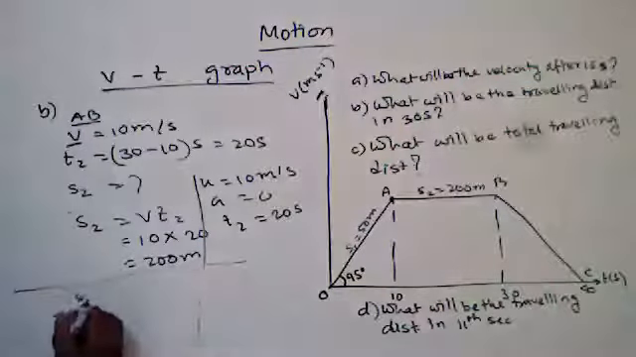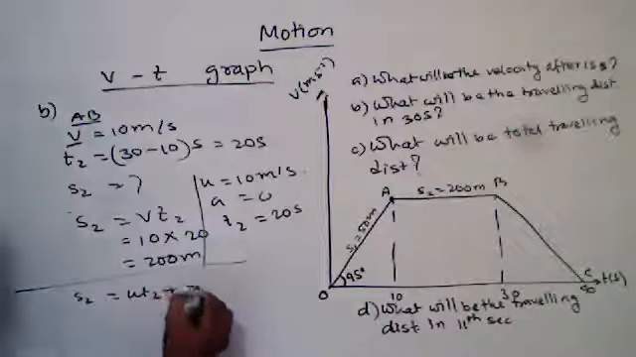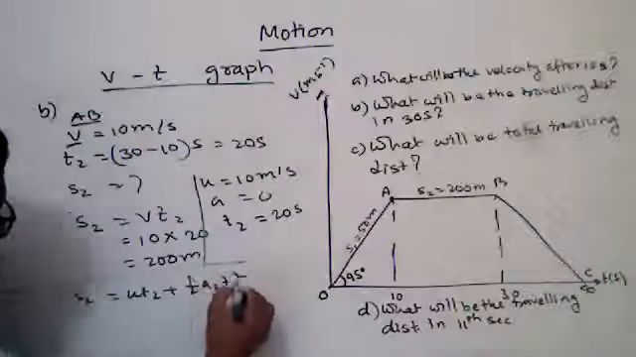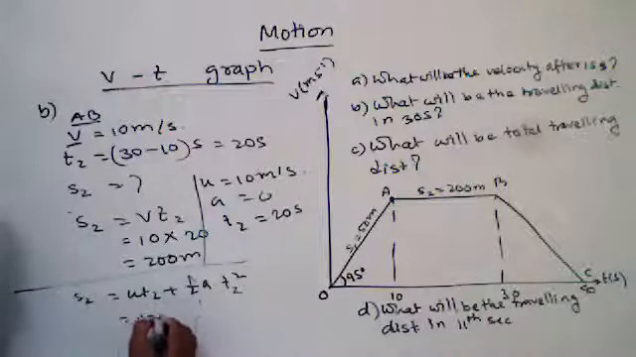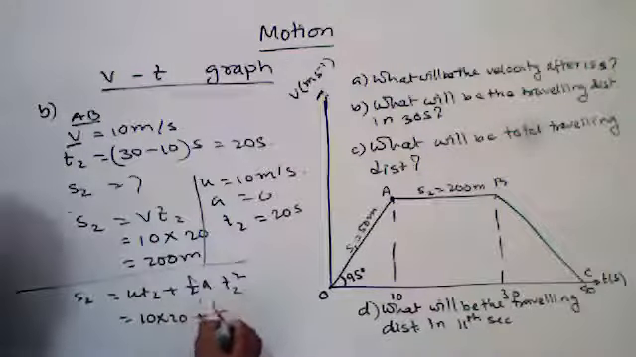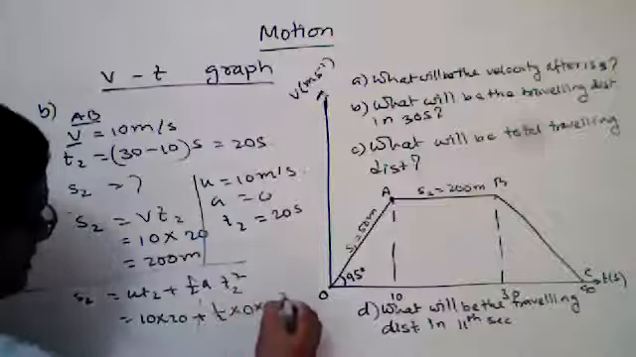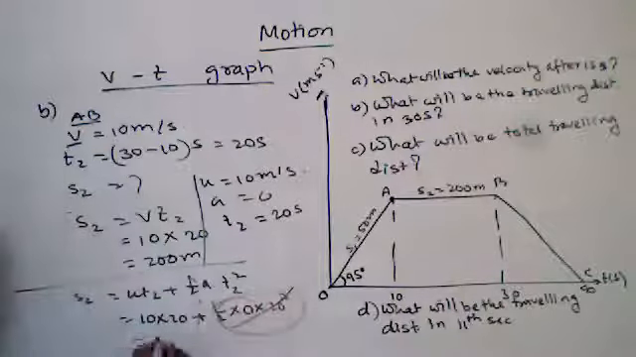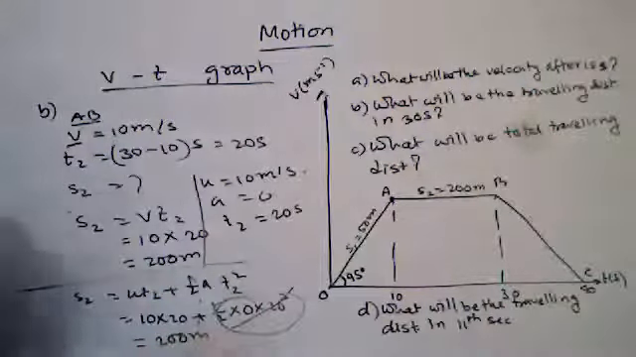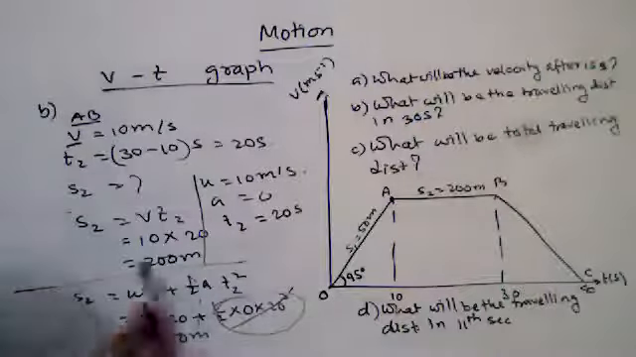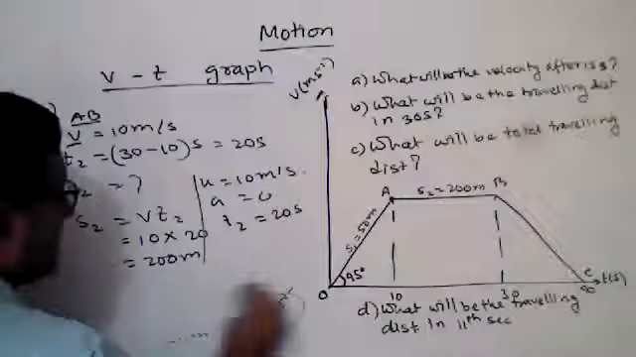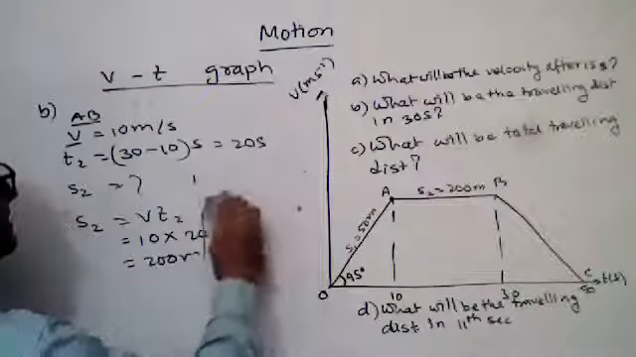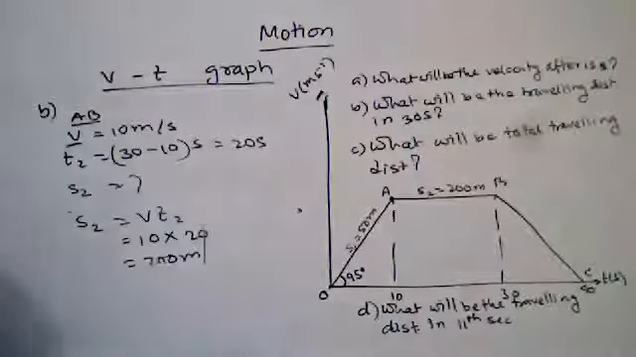Here S2 equals UT2 plus half of AT2 whole square. U means 10, T2 means 20, plus half into 0 into 20 square. So it is 0 here, then we can say this is 200 meters. Okay, so it's easy. We can determine S2 equals 200 meters, and the traveling distance in the next 20 seconds is 200 meters.